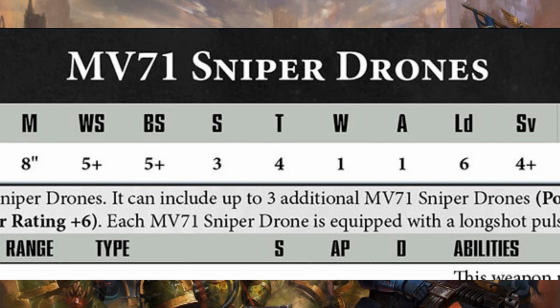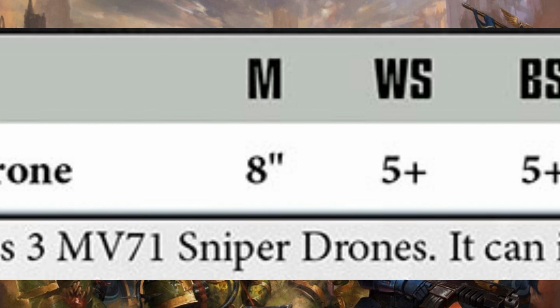So going from left to right, the M is for movement. This is how many inches you may move each model in a unit in a turn. Remember, movement is per model, so measure for every model you move.